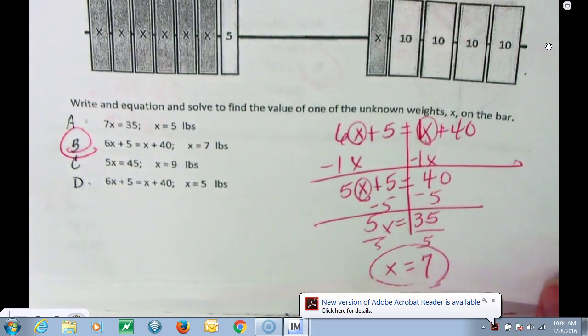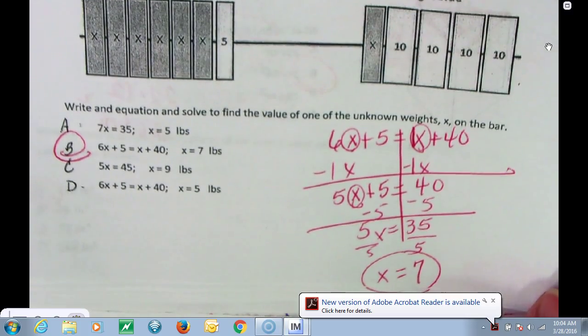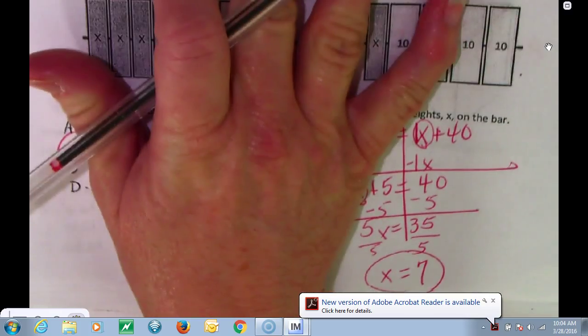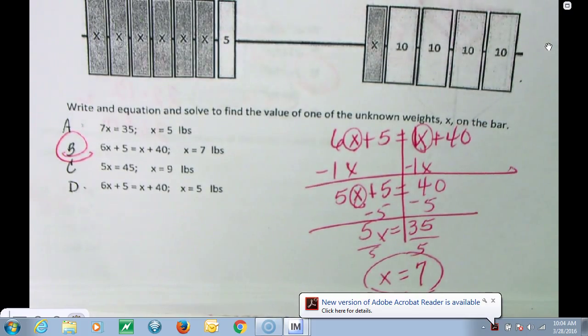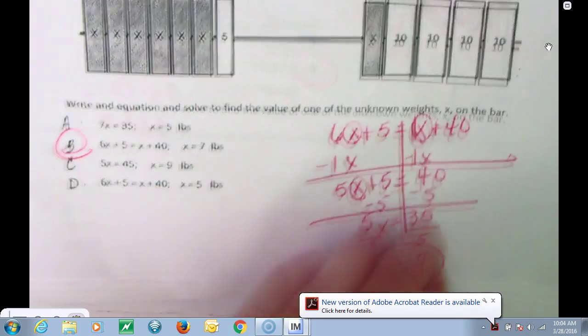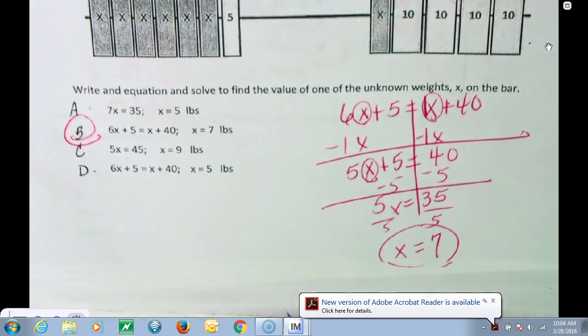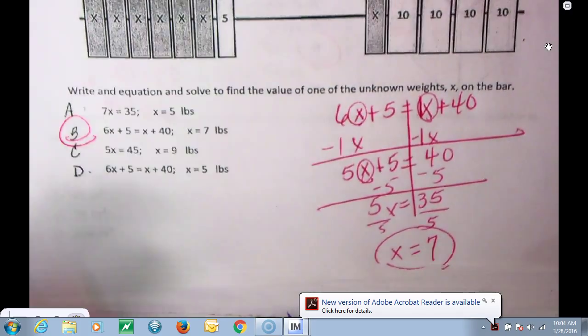Any questions? Guys, my teacher gut instinct says they're going to have one like this or have one with x's on both sides. They're not going to give you a simple one like we did the first. They're going to give you, and y'all can do way harder than these. Y'all can do ones with decimals, fractions. Y'all going to be good to go. You just take your time and solve.